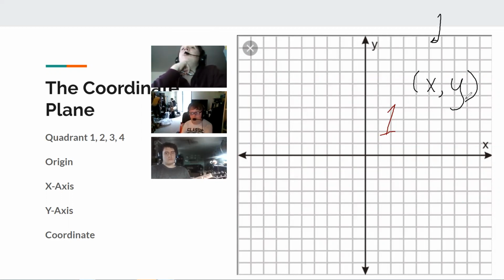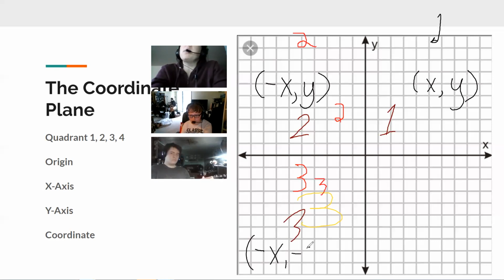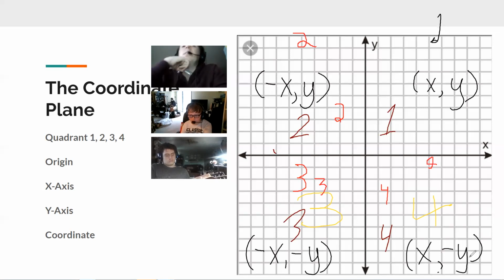Where's quadrant 2? Yup, exactly. This is where the x value is negative and the y value is positive. What about quadrant 3? Very good. This is where both x and y are negative. And then that is quadrant 4 down there. This is where x is positive, but y is negative.